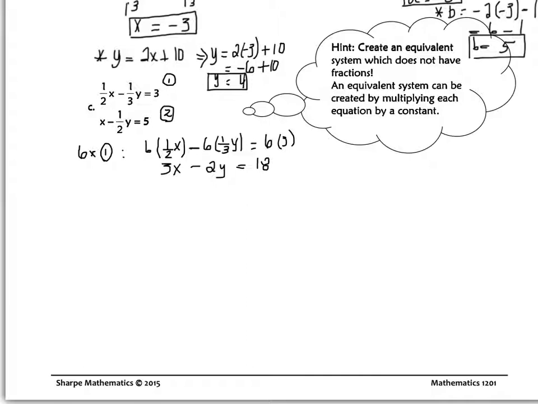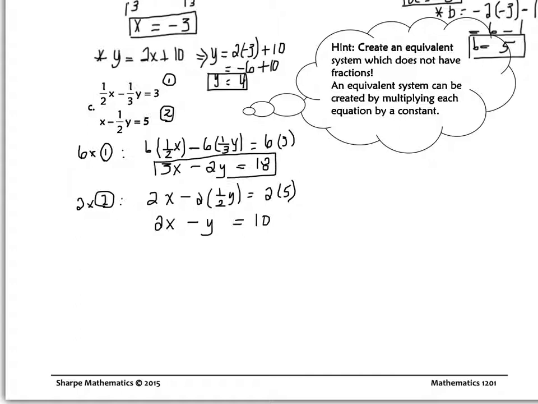And then the bottom equation, the second equation that's given to us, has only one fraction with a denominator of 2, so we multiply everything by 2 to get rid of that. We would end up with 2 times x minus 2 times a half y equals 2 times 5. So that would be 2x minus y equals 10. So these are our new equations that we're going to work with.